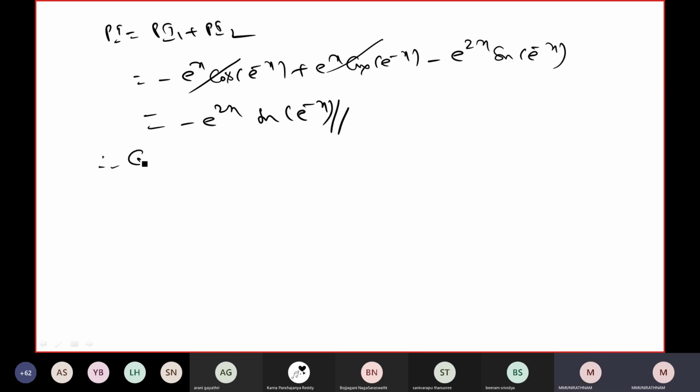So therefore general solution is y equal to cf plus pi. cf enter రాయండి, pi enter రాయండి. ఓకేనా?